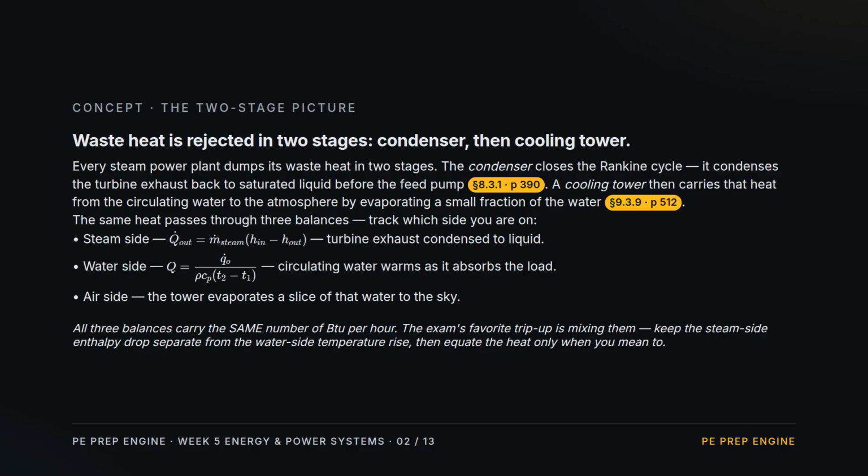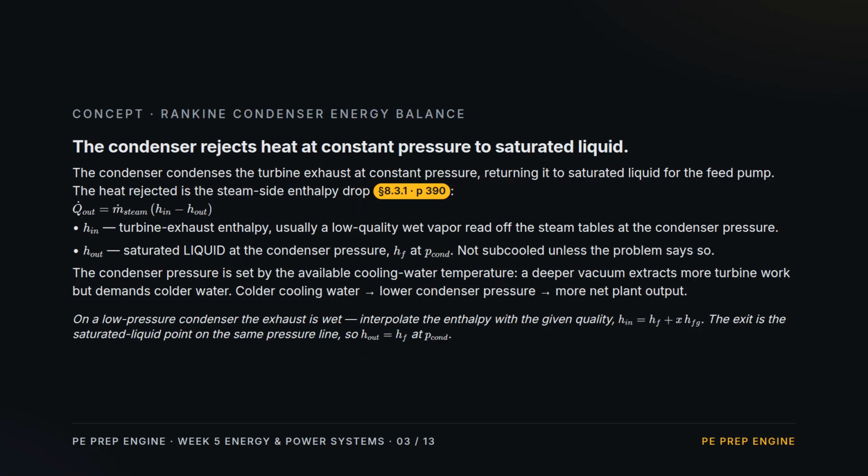The same heat passes through 3 balances: the steam side, the water side, and the air side. They all carry the same BTU per hour, so keep them straight and equate the heat only when you mean to. Start at the condenser.